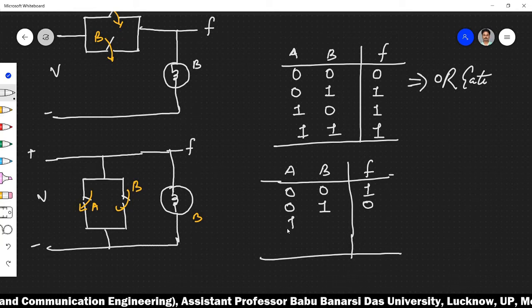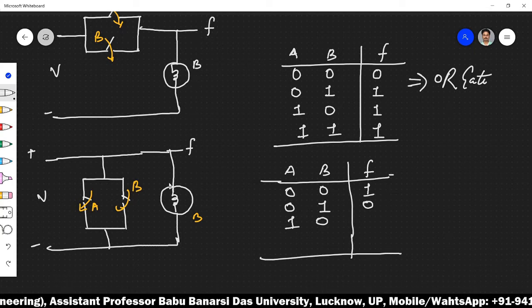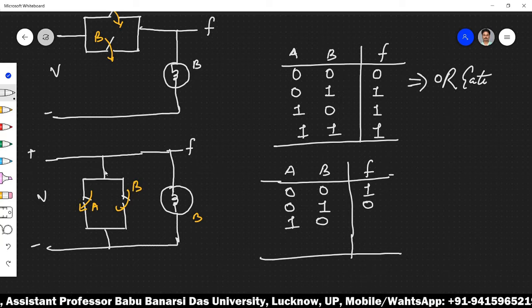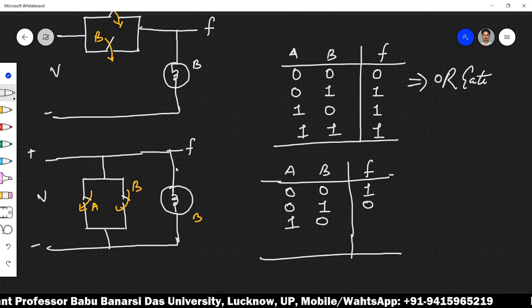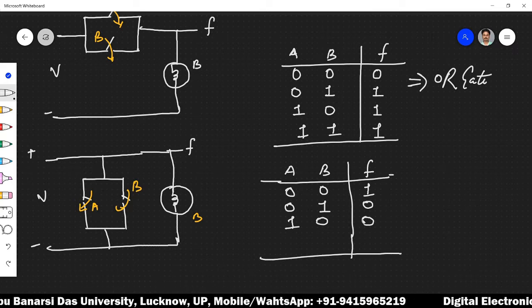Thirdly, if you close A and open B, then again you will create a low resistance path shunt across this bulb. The whole current will flow through this path. No current will flow across this bulb, so again the bulb will not glow.